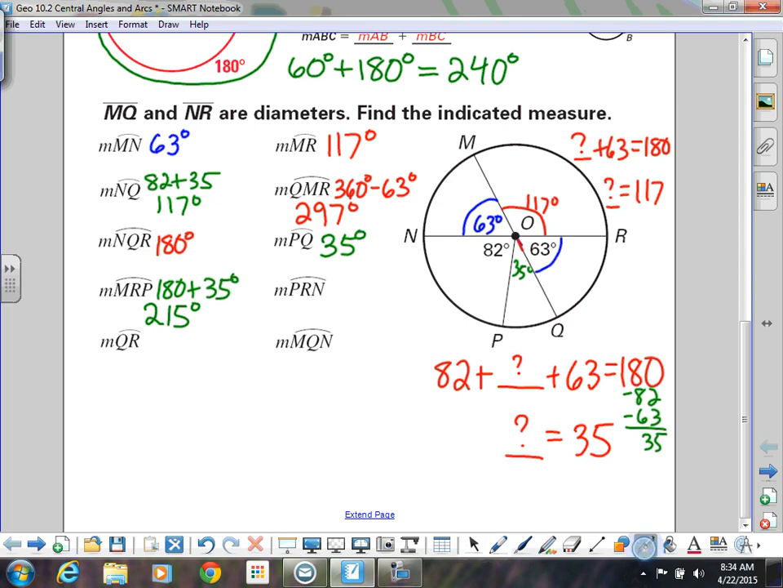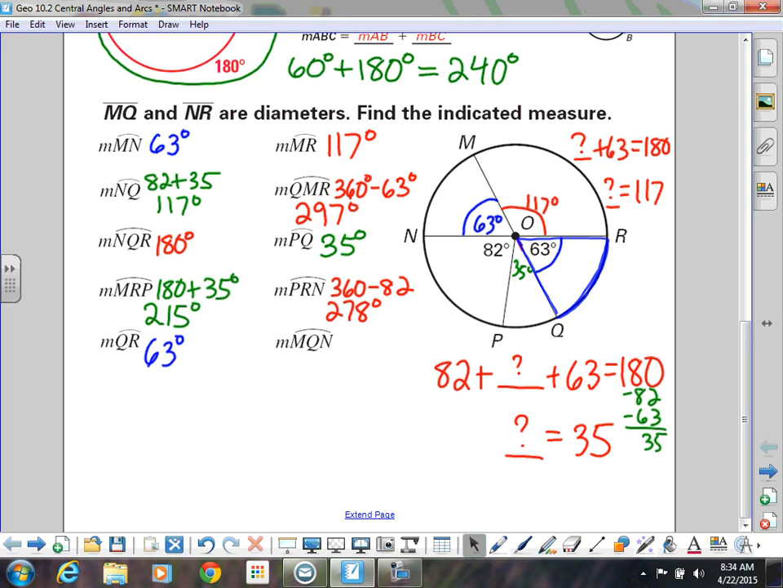For PRN, okay, this is another big one. This is a major arc, and again, it's everything except this piece. So I'm going to subtract 82 from the whole thing. Remember, the whole thing is always 360 minus the 82. So for PRN, that's going to give me 278 degrees. All right, and then QR. QR is right here. If I trace that out, that's just this little piece, so that's 63 degrees.